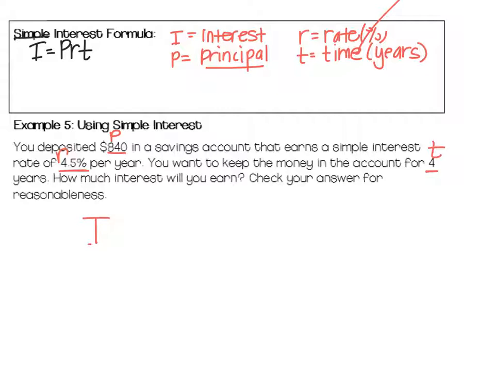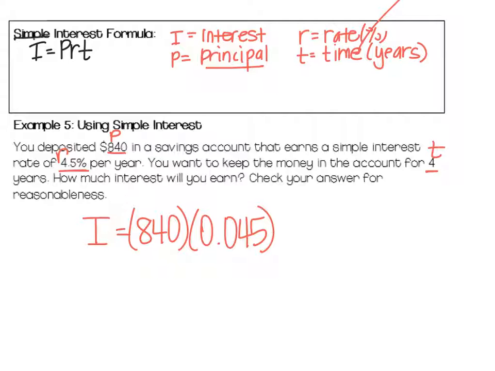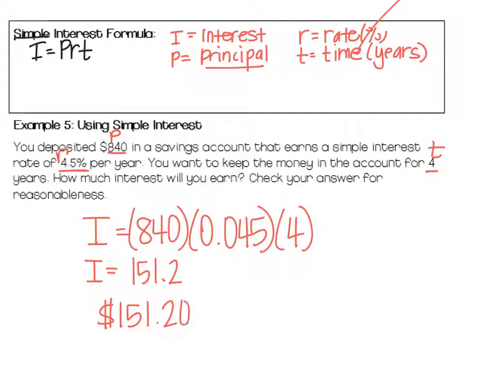So my interest is going to be $840 times 0.045. When you change a percent to a decimal, you move the decimal over 2 places to the left. And then my time in years is going to be 4. When I multiply that all out, I get 151.2. So interest over those 4 years is going to be $151.20.